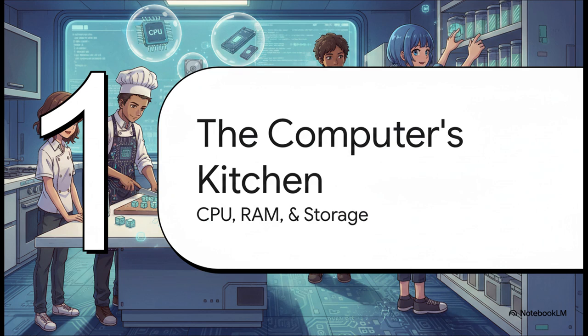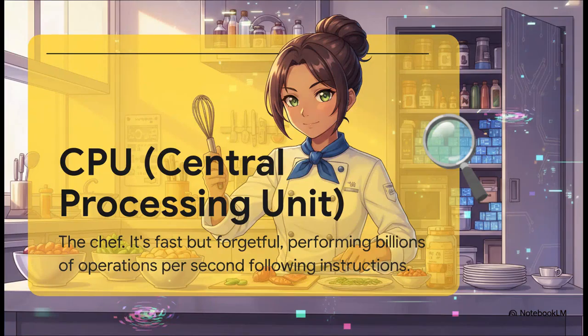Okay, so to make all of this make sense, let's use an analogy. Let's think of your computer not as some magic box, but as a very, very busy kitchen. And in this kitchen, there are 3 key crew members who are running the entire show. First up, we've got the CPU, the Central Processing Unit. This is our chef, and this chef is incredibly fast. We're talking billions of commands every single second.